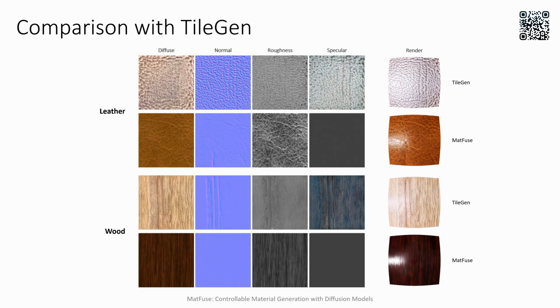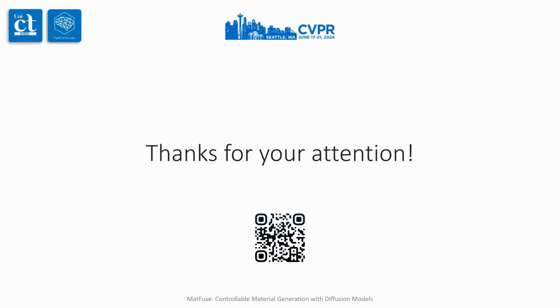Finally, we compare MatFuse with TileGen. Notably, MatFuse is able to generate materials with a comparable quality to TileGen, although the latter is limited to a class-specific training. These results are further confirmed by the user study, where MatFuse obtained a 43% preference compared to the 38% for TileGen. In conclusion, we presented MatFuse, a learning approach for the generation of materials.